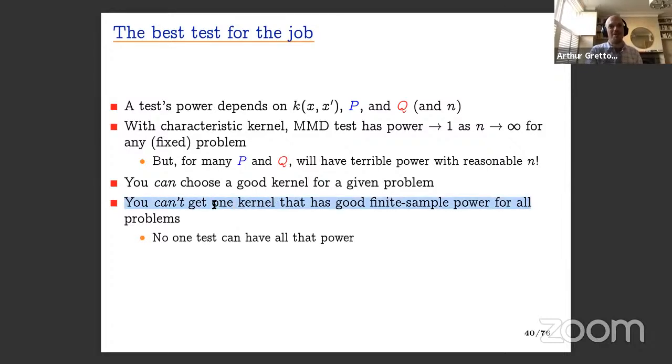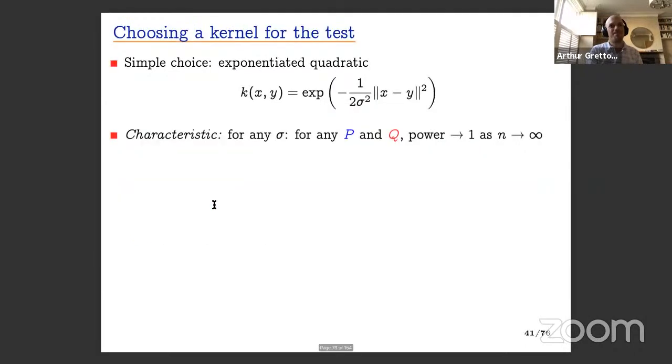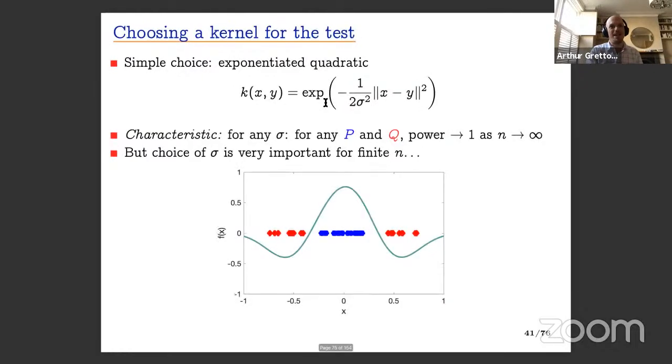Okay, so there's not a one kernel fits all. Let's first consider the case of the exponentiated quadratic kernel. We know it's characteristic, but we do have a choice to make, and that is how broad my kernel is going to be. Is it going to be a narrow kernel? Is it going to be a wide kernel? For any sigma in the infinite sample limit, my MMD is not going to be 0. But for finite samples, choosing a good kernel might give me a more or less powerful test. So the choice of sigma is very important for finite n.